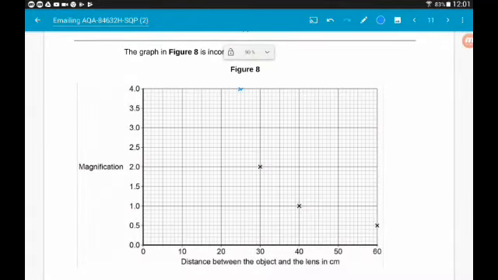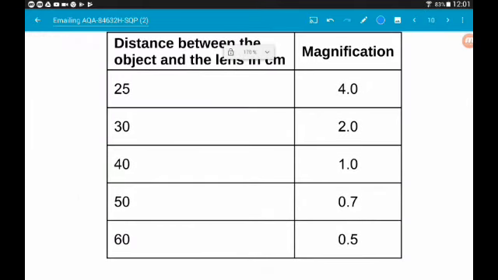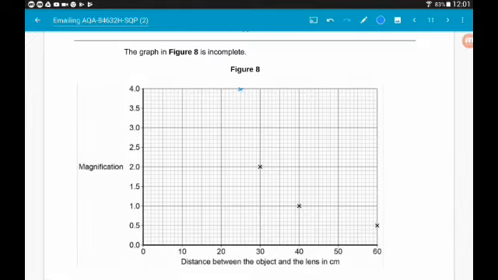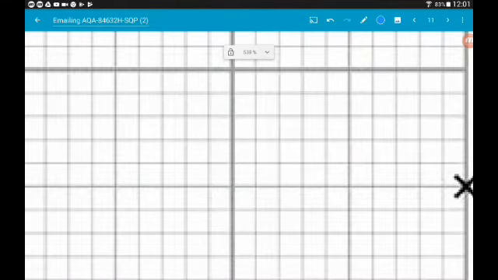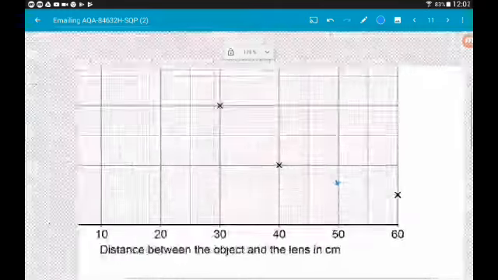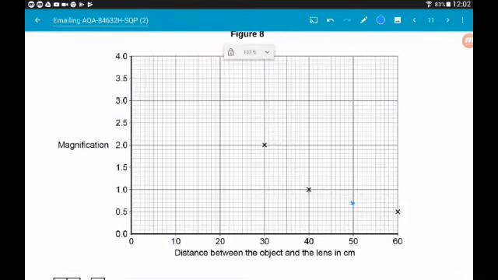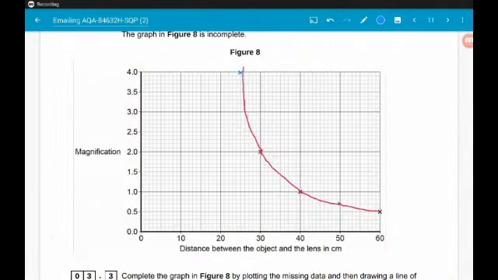Then we've got 30, 40. The next one that's missing is 50, which has a magnification of 0.7. So 50, 0.7 is this point here. What we now want to do with those points is join them up using a curve. So we should get something that looks like this. Okay, so an artist I am not, but we should get something that looks like that.